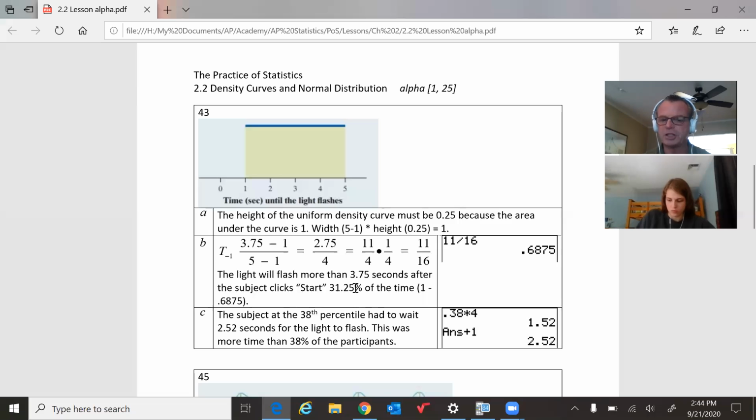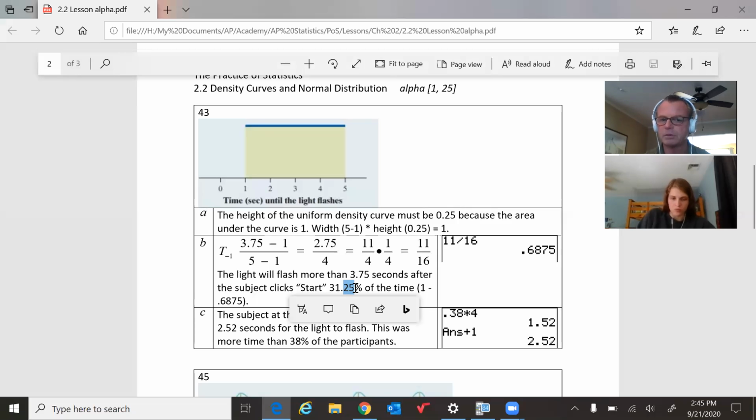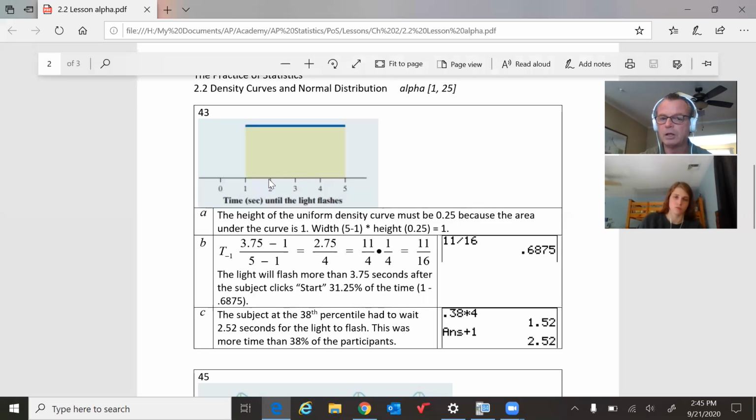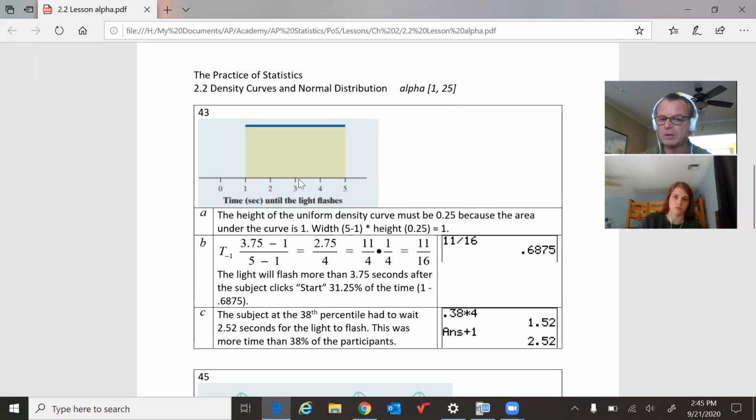C asks, the subject at the 38th percentile was at 2.52 seconds. No, that's not it. It asks you, what is the 38th percentile? So they're saying, who beat 38% of the people that did this? So 38% is less than half. 25% would be there. So it has to be between 2 and 3, the 38th percentile.